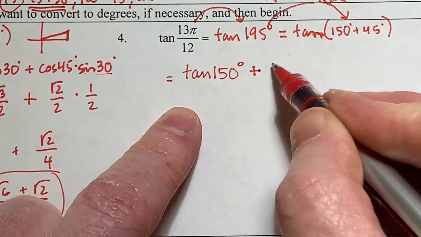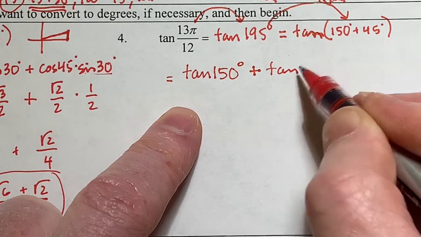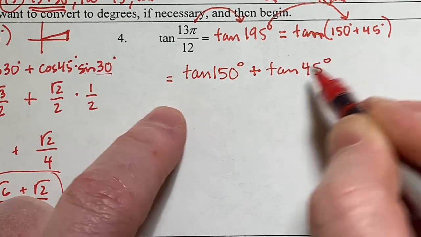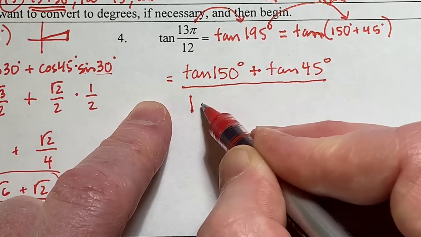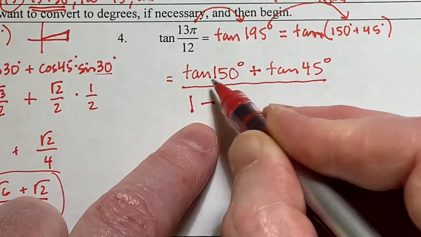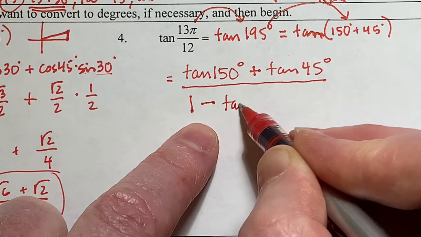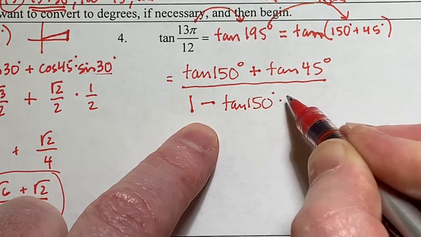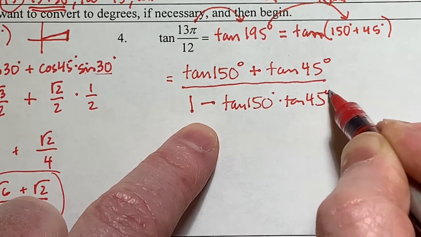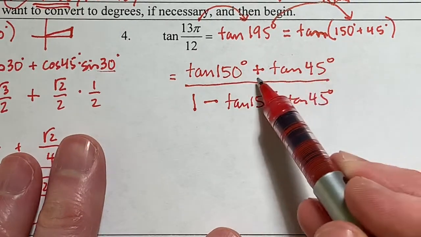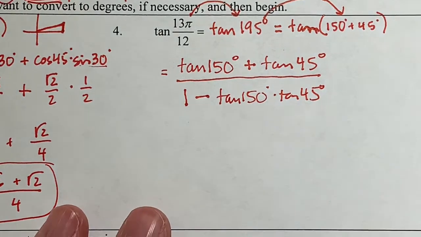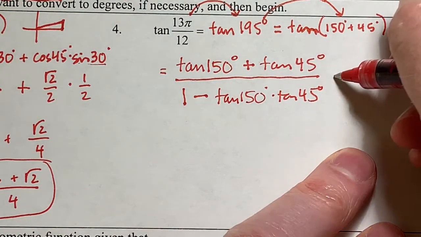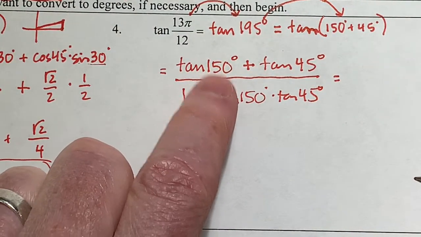Keep the sign. Tangent of the second angle, almost looks like you distribute it, but then you're gonna divide it by 1, change the sign to a negative on the bottom, and then just take these two things and write them again, but this time we're gonna be multiplying them together. So I have the tangent 150 plus the tan 45 over the 1 minus tangent 150 times tangent 45. And then here's where it gets ugly. All right, what's the tangent of 150?